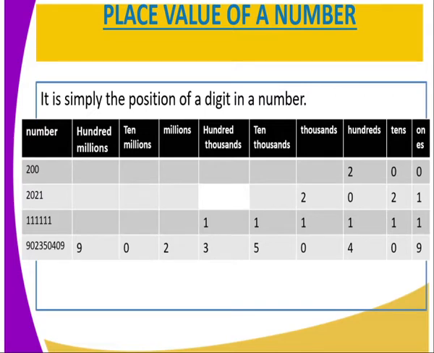Let us have a number like 90,235,049. So the last digit on the right hand side is put on the ones side, as you can see from our screen, so that you might not confuse.